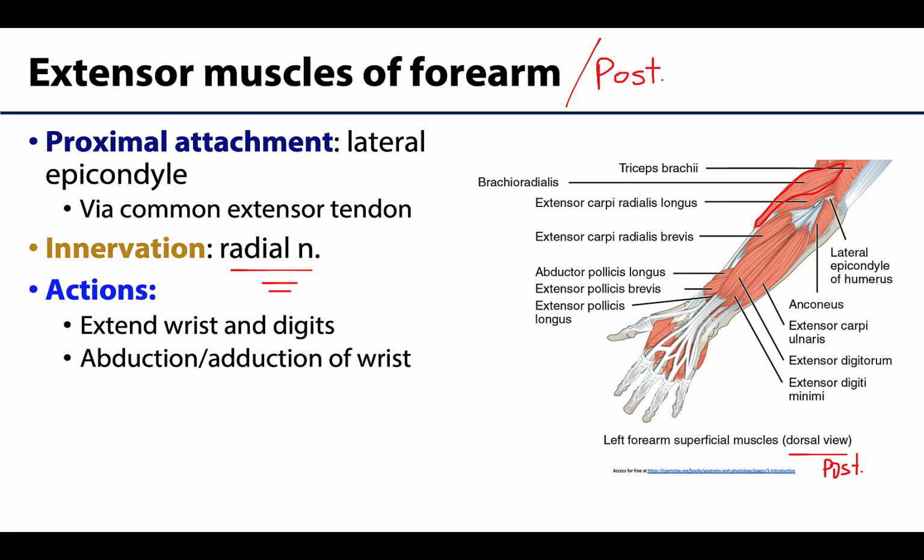Most of these more superficial muscles are going to have a common attachment on the lateral epicondyle, similar to what we had with the medial epicondyle. And many of these tendons will kind of interlace to form this common extensor tendon. Most of the muscles in this region are either going to play a role in terms of extension of the wrist, or the wrist and the digits, as well as abduction and adduction of the wrist.